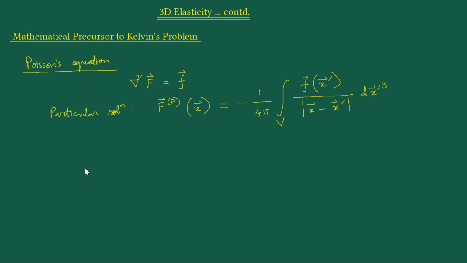Now the total solution, so the complete solution, will be a summation of this particular solution and the homogeneous part. So the homogeneous part will correspond to the solution of this by putting this thing to be equal to 0. Okay, so f^H is basically the solution to this part.